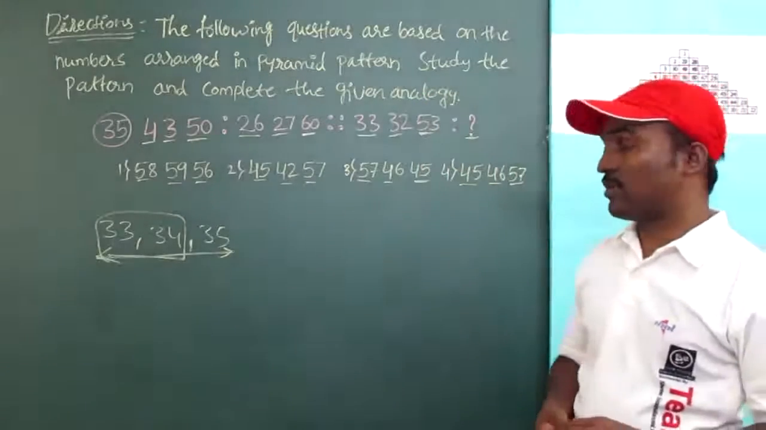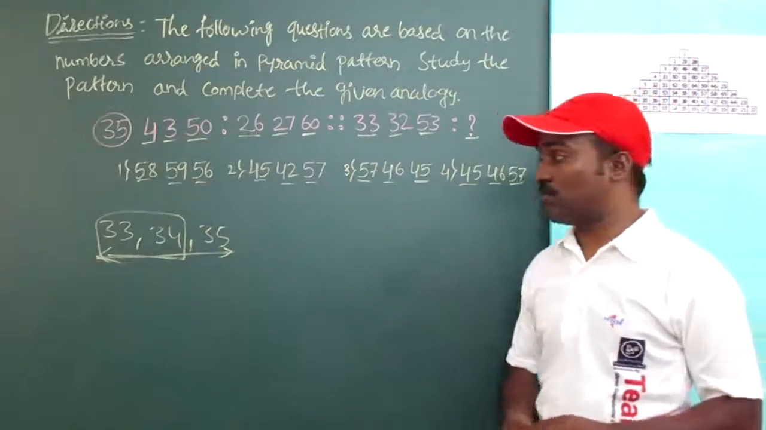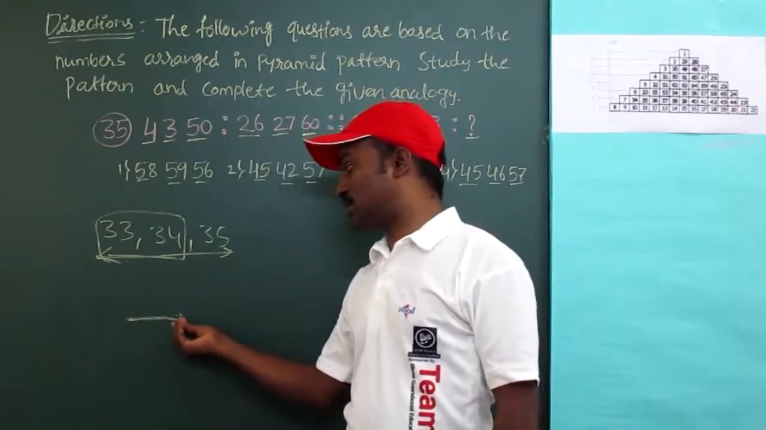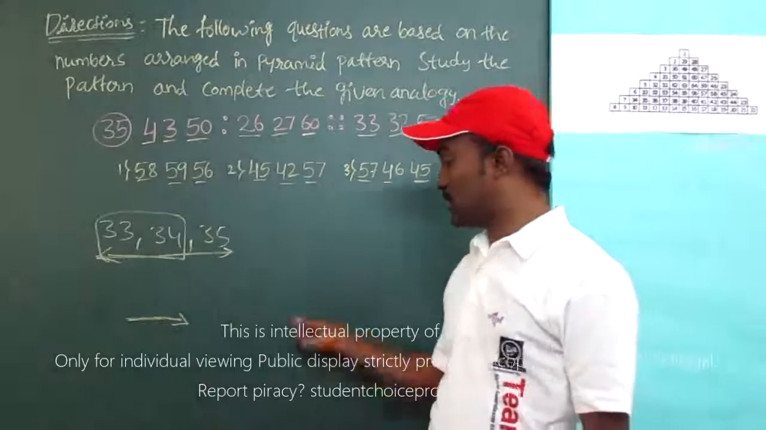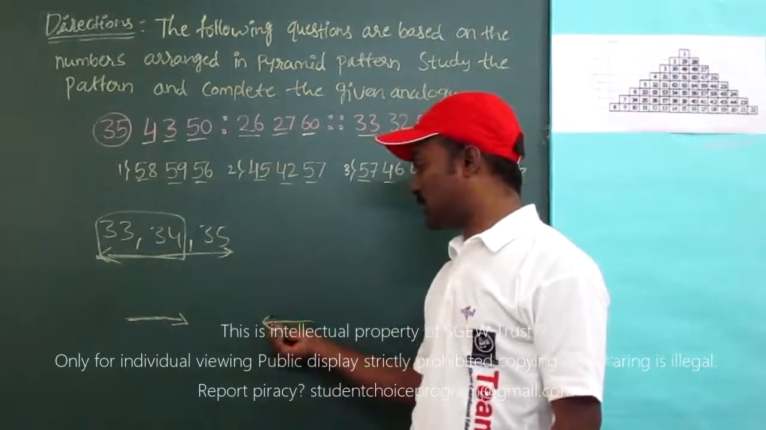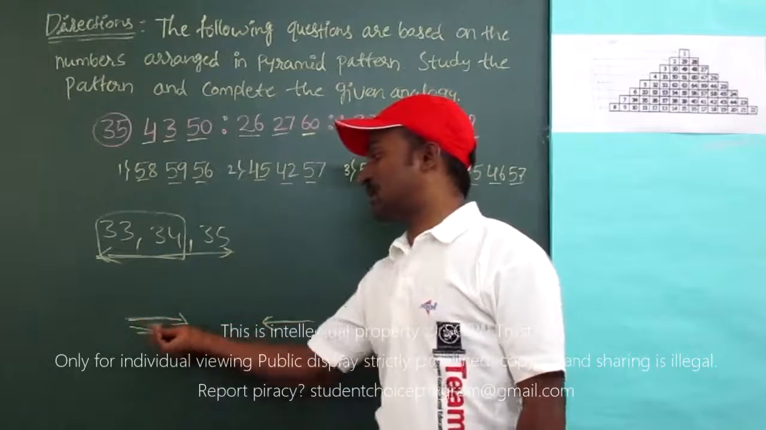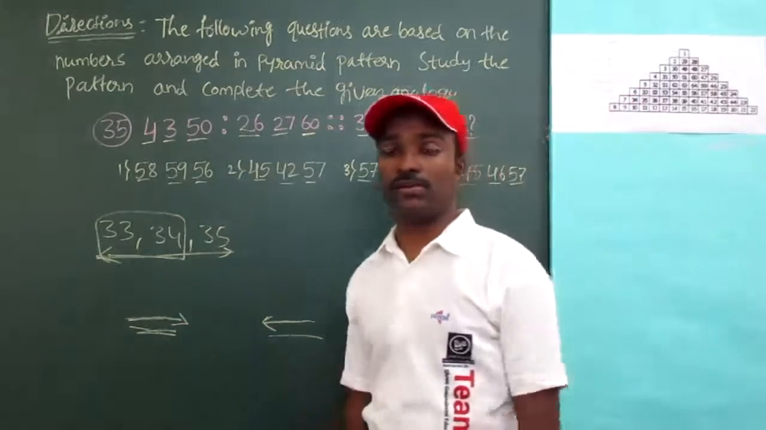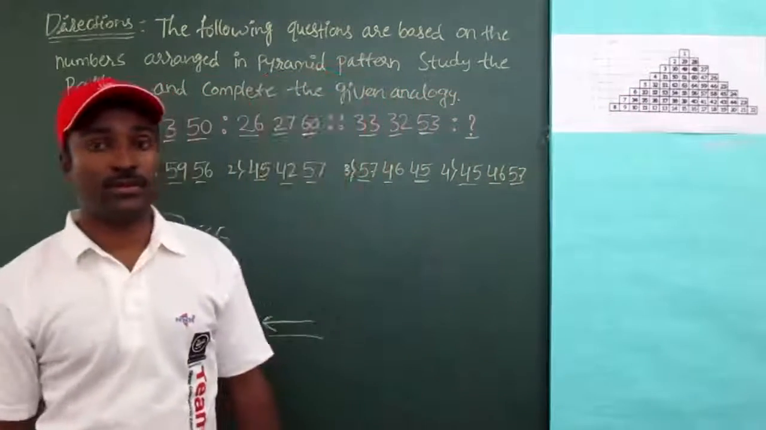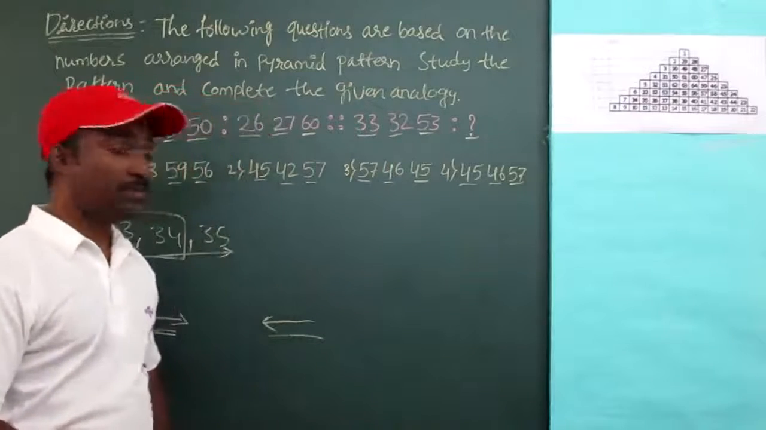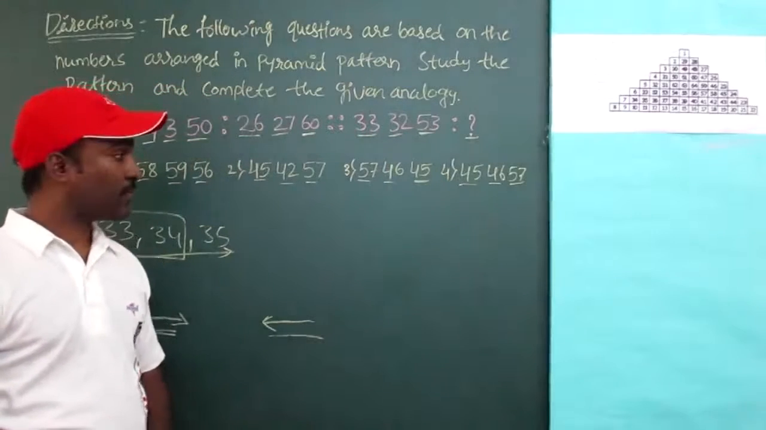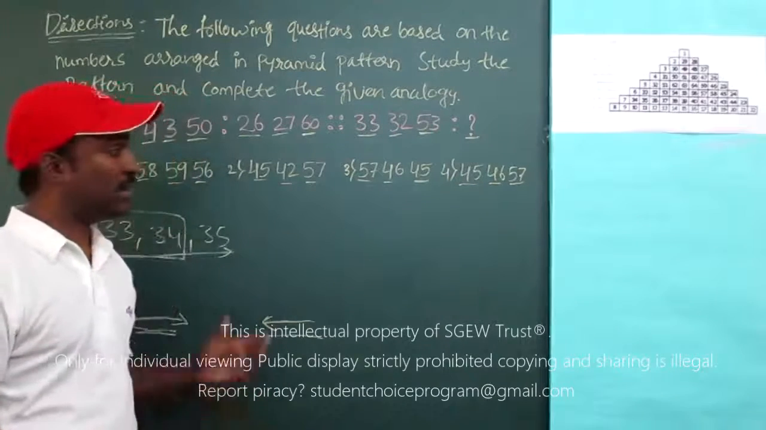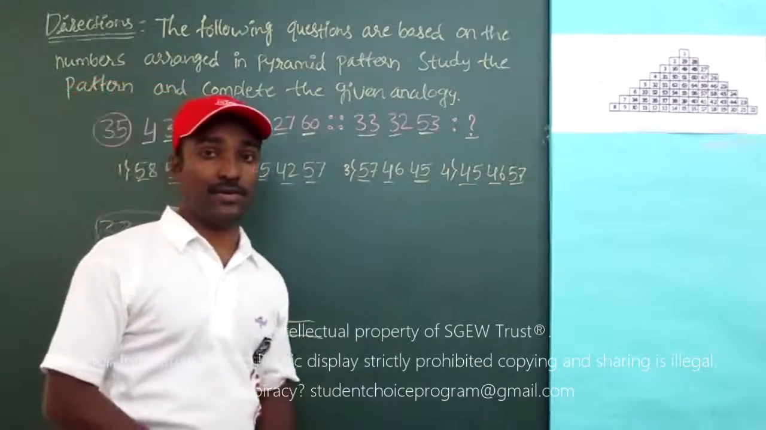In the previous example, the total numbers which are counted from this direction, that many numbers were left from the other direction. That was the analogy. Use that analogy and find the answer for this question. I have given you 1 minute to get the answer, and there is no need of solving the complete question. You can solve part of the question, eliminate the wrong options, and finally get the correct option.